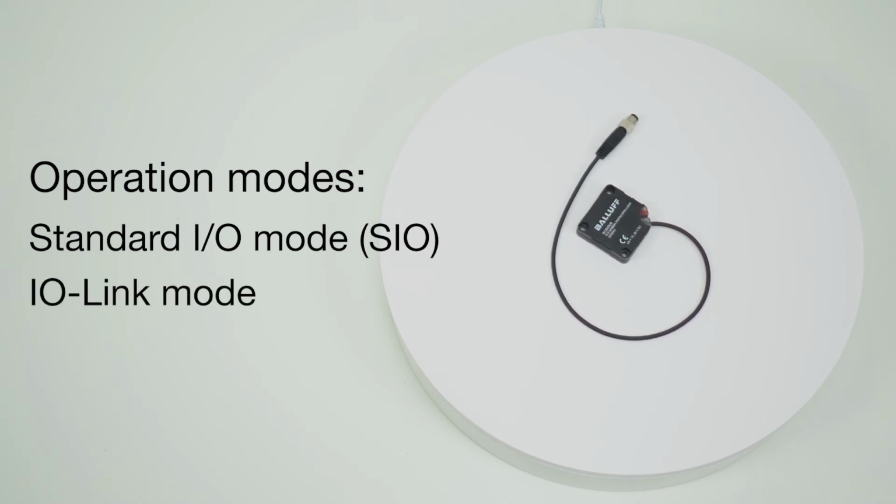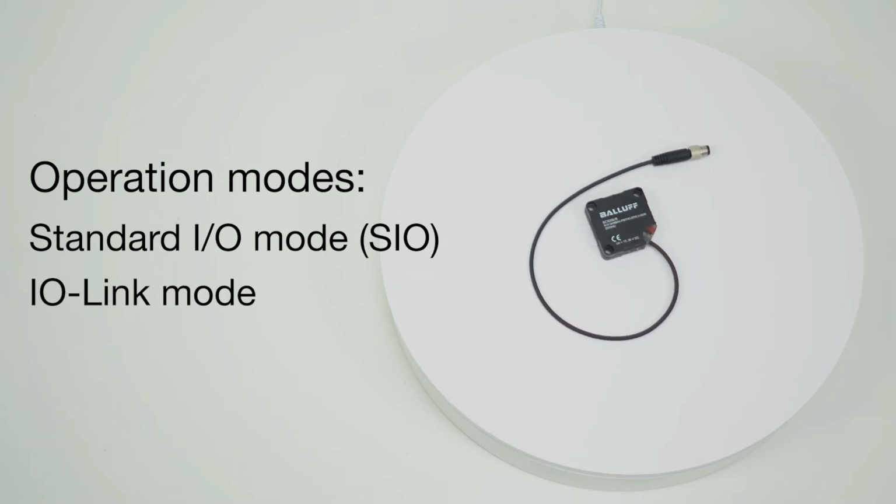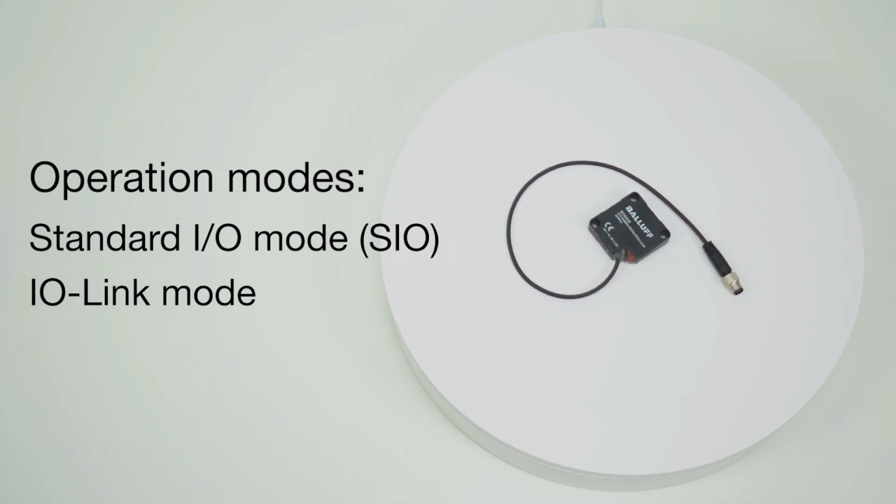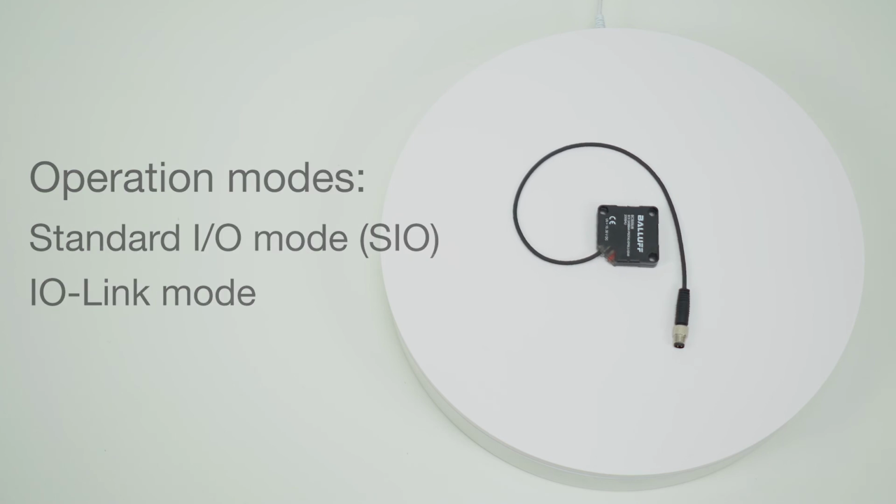Process monitoring, configuration, and error analysis of the IO-Link sensors takes place in the controller. This optimizes machine processes and makes operations more efficient.